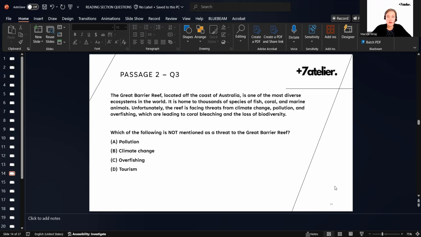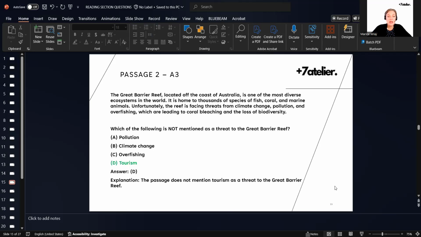Let's go to the third question for the same passage. Which of the following is not mentioned as a threat to the Great Barrier Reef? And this is a tricky question. So everything else is mentioned, but something is not mentioned, and you need to pay attention to this. So the potential answers are A, pollution, B, climate change, C, overfishing, or D, tourism.